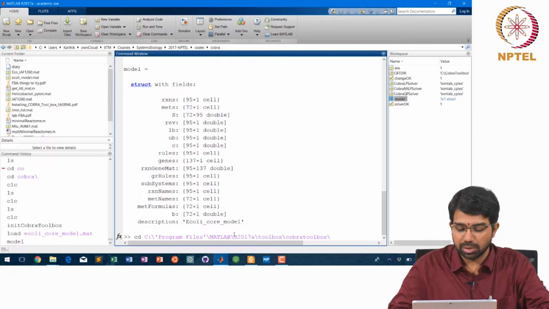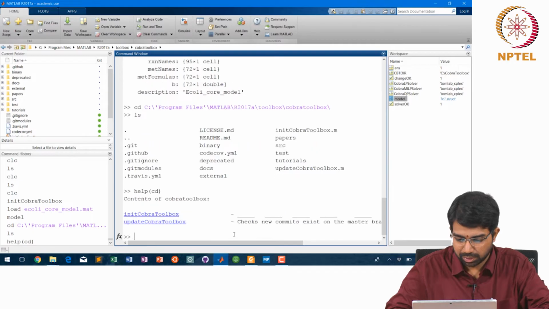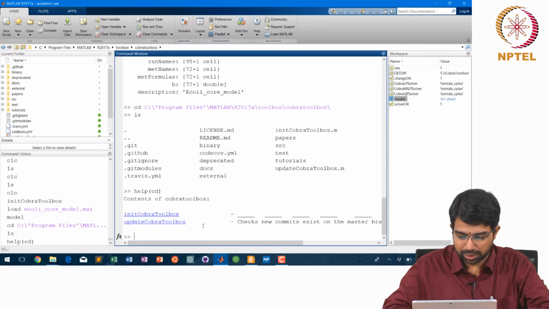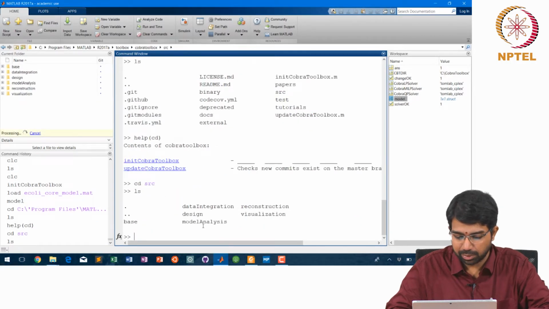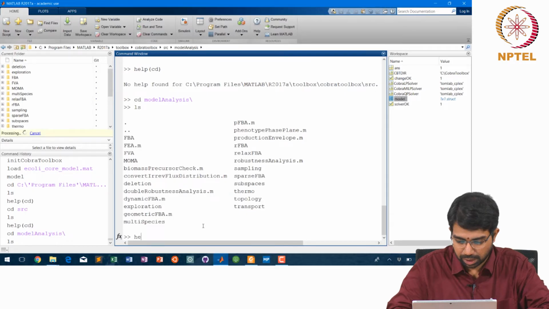It should be in a similar folder for any of you, and as I mentioned a long while ago, help cd is useful, but there are only a few commands here. So, init, which happens to have no documentation, and updateCobraToolbox. So, let us go inside source. All these are available in your path, by the way, and if you put help cd here you will get nothing because there are no M files out here. Let us go into modelAnalysis.